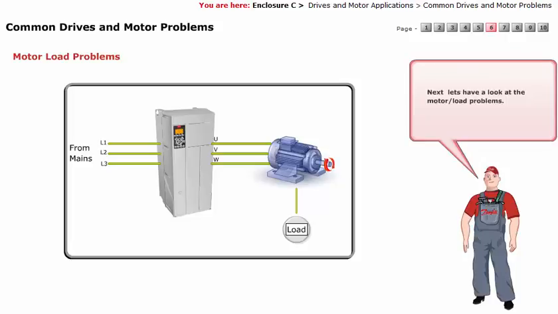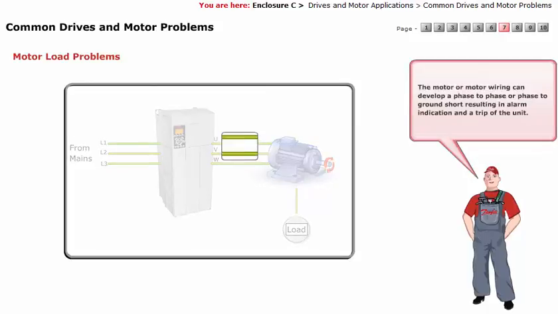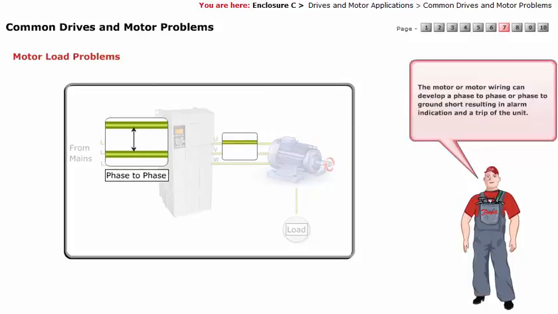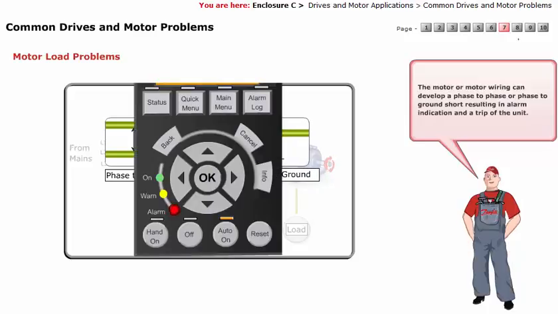Next, let's have a look at the motor load problems. Problems with the motor wiring, or mechanical load on the motor, can develop in a number of ways. The motor, or motor wiring, can develop a phase-to-phase or phase-to-ground short, resulting in an alarm indication and a trip of the unit.